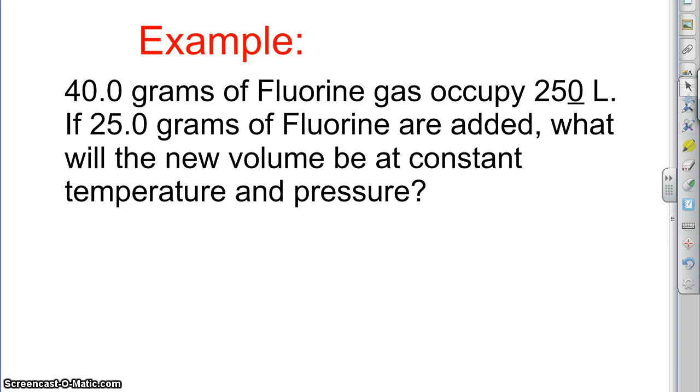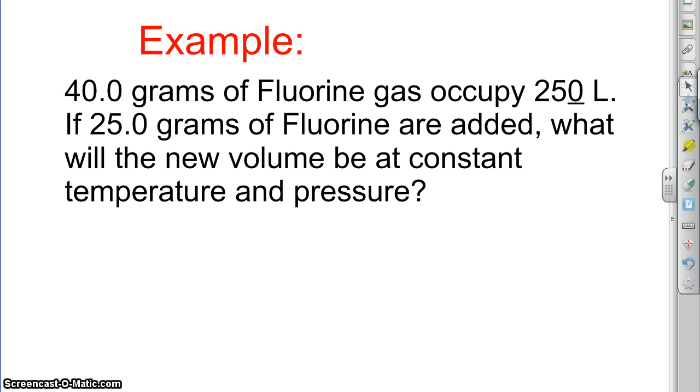So our example of an Avogadro's law problem might look like this. 40.0 grams of fluorine gas occupy 250 liters. If 25.0 grams of fluorine gas are added, what will the new volume be at constant temperature and pressure? That was something I did not mention in the previous slide. Temperature and pressure have to be held constant. Obviously, volume is not held constant.